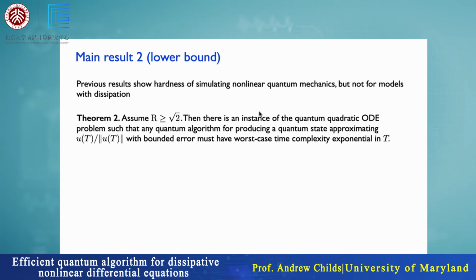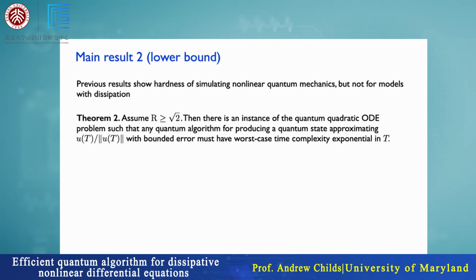But what we show is that if R is bigger than the square root of 2, then already we're in the regime where we can't hope for an algorithm, because these dynamics could be used to solve hard computational problems. So we show that if R is bigger than square root of 2, then we can come up with some instance of this general quantum quadratic ordinary differential equation problem that I introduced, that will have complexity that's exponential in the evolution time. And so let me just say very briefly what the idea is.